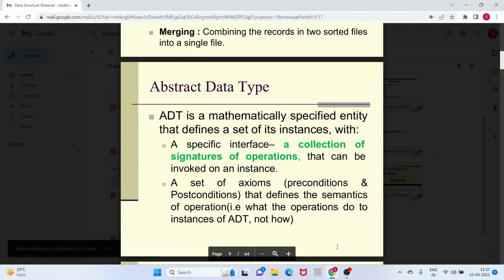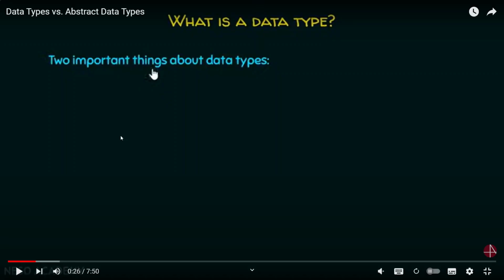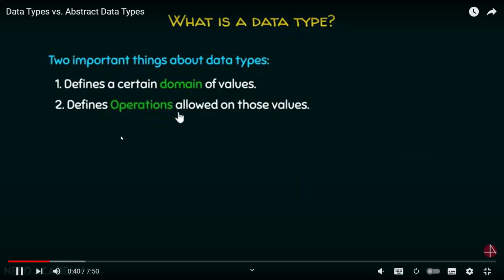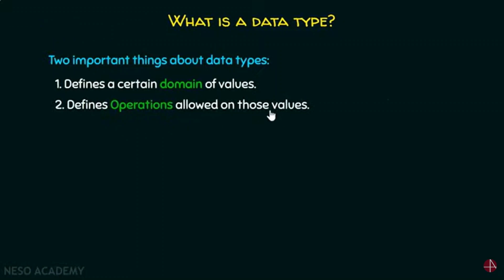Before going to abstract data types, we need a deeper definition of data types. We need to know what a data type is. We know that any data type defines two important things: first, the domain of its values, and second, the operations allowed on those values.